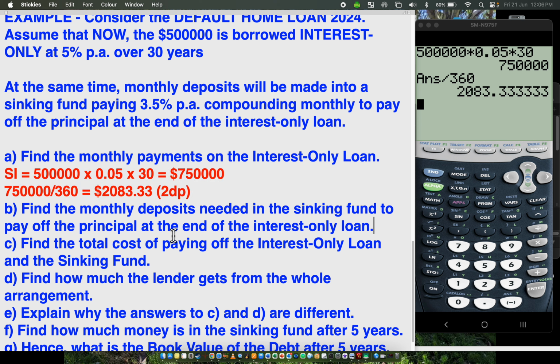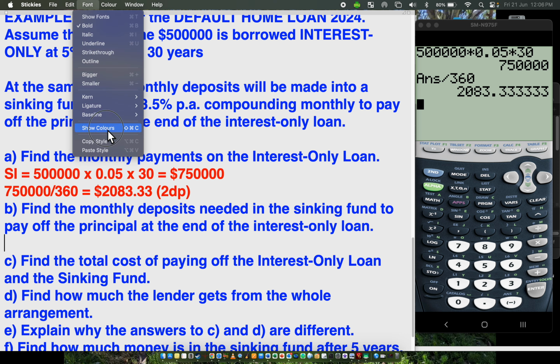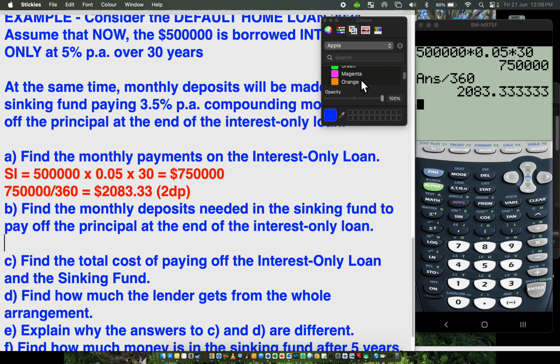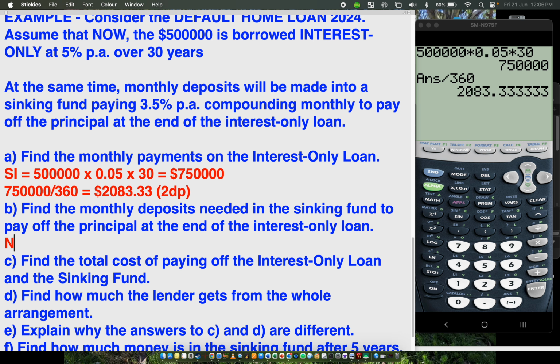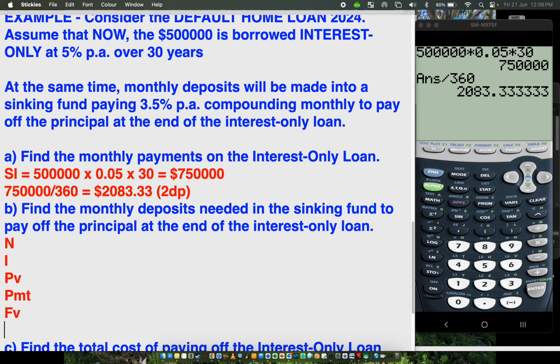Okay, part B is asking about the sinking fund. The sinking fund is an account. It's like an investment. So that's a TVM. N, sorry, I need to do it in red. So a TVM situation: N, I, PV, PMT, FV, PY, and CY.